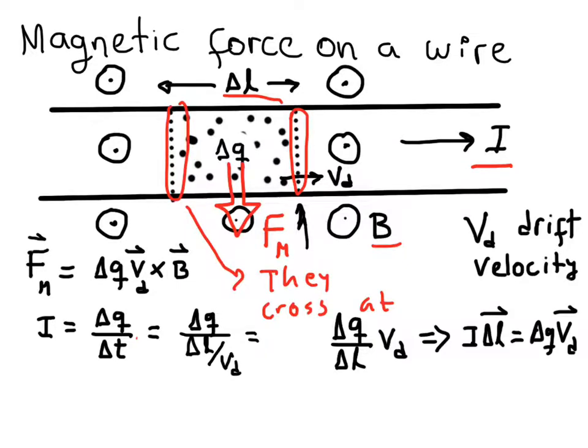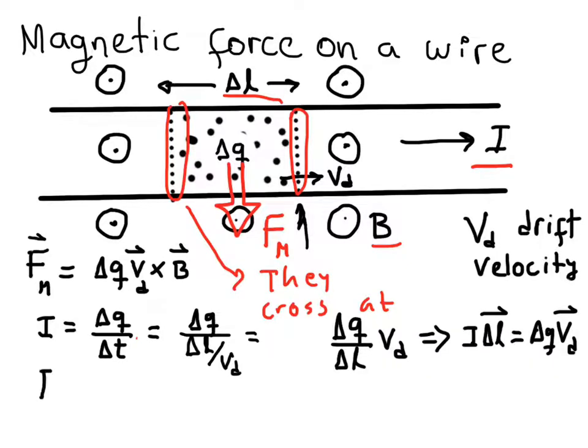Since the drift velocity has a direction, and we're doing a cross product between the drift velocity and the magnetic field, we're going to assume that delta L is also a vector, and that it points in the direction of the current. That's the assumption that we're going to have from now on.